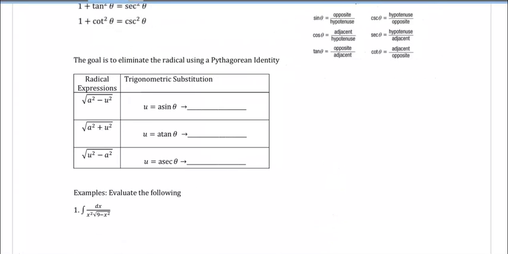Here I have a table, and in this table I have 2 columns, a column of radical expressions, all these different expressions with radicals that show up, and then in the second column I have the appropriate trigonometric substitution that we are to make if we see such an expression. And then I have some blanks here, and we'll fill these blanks out as we go through the examples.